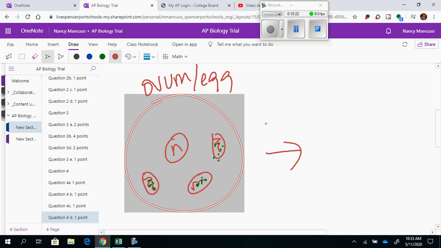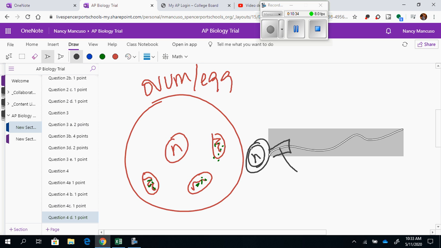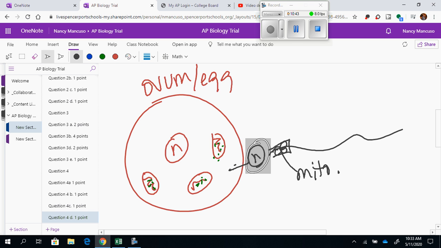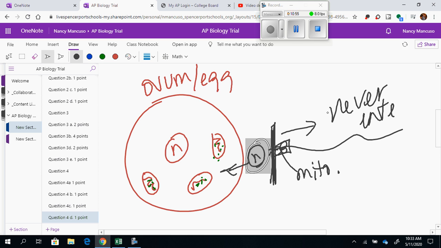Now I'm going to show the sperm. So here's the sperm. The haploid nucleus is right here, and there is a mid-piece region, and this is where the mitochondria are found, in this mid-piece region, giving it energy for the tail to move. When fertilization happens, the N goes in, and then it breaks off. This whole section, including the mitochondria and the tail, never enters the egg.